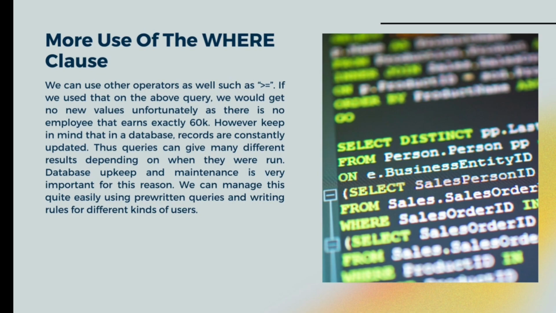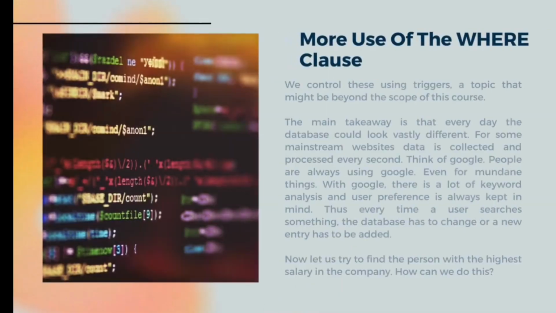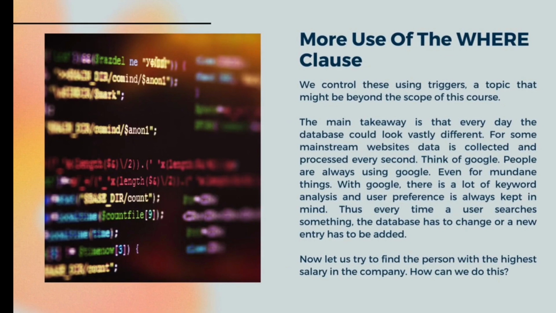Thus queries can give many different results depending on when they were run. Database upkeep and maintenance is very important for this reason. We can manage this quite easily using pre-written queries and writing rules for different kinds of users. We control these using triggers, a topic that might be beyond the scope of this course. The main takeaway is that every day the database could look vastly different.